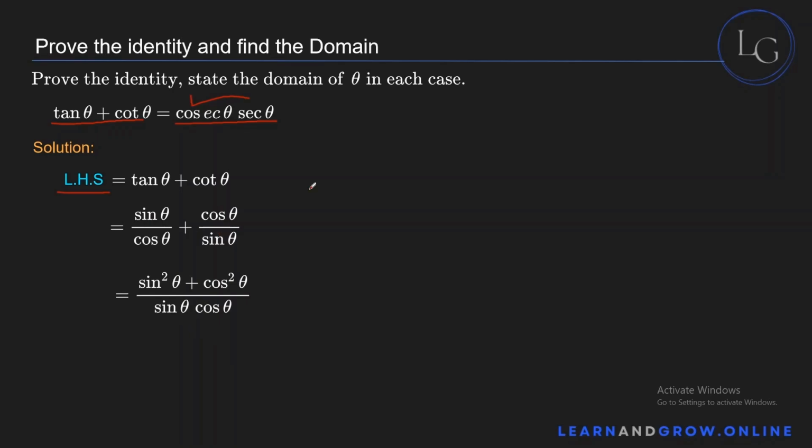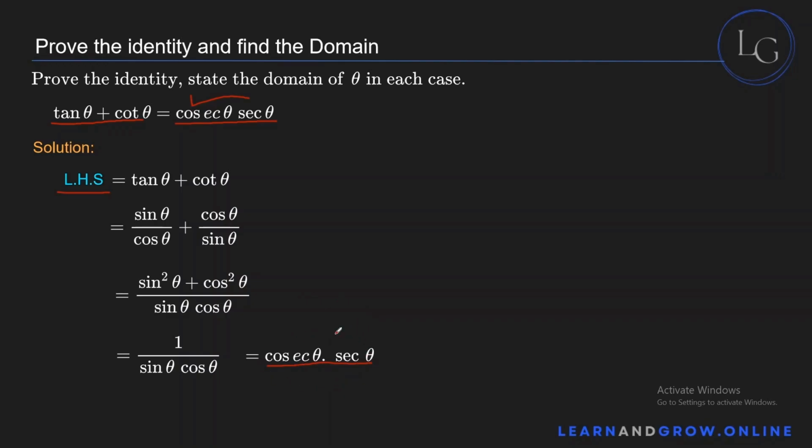Now you'll take the LCM. So sin theta will be multiplied with sin theta, cos theta in this numerator will be multiplied with cos theta, and we basically get this. Now remember the identity that sin square theta plus cos square theta is equal to 1. So now you'll replace that with 1. And we know that this is 1 over sin theta into 1 over cos theta. So 1 over sin theta is cosecant theta, and 1 over cos theta is secant theta. So that's how you've proven that the left hand side is equal to the right hand side.